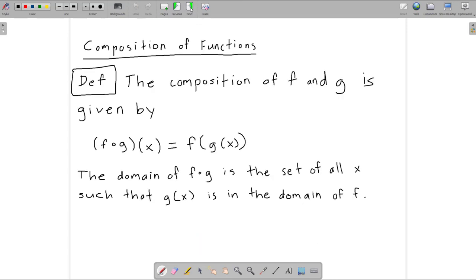Okay, so now that we've talked about sum, difference, product, and quotient of functions, we want to look at one more thing, the composition of functions. So definition, the composition of f and g is given by f of g, that's how this is pronounced, f of g of x equals f evaluated at g of x. So you're plugging in your g of x function into the f function. And the domain gets even a little bit weirder here. The domain of f of g is the set of all x such that g of x is in the domain of f. So you're basically looking at the range of g, the set of outputs, and you're looking at that to see which of those you're allowed to plug into f.